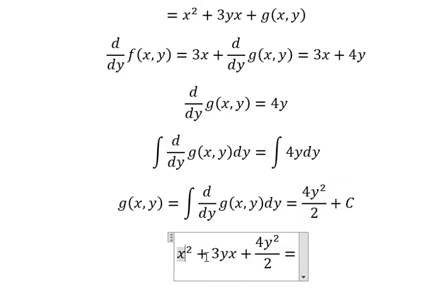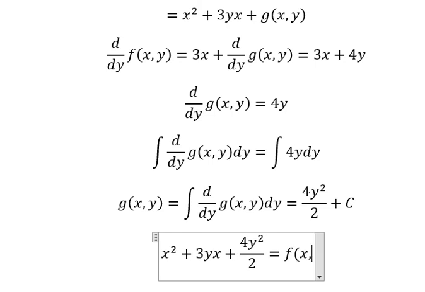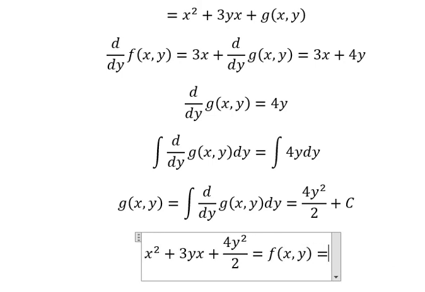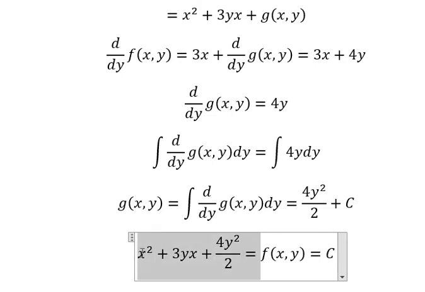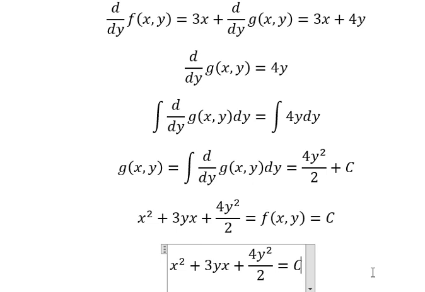And we know that this one equals to f(s,y). f(s,y) equals to c, and now we just simplify like this, and this is the final answer. 4 divided by 2, we have 2.